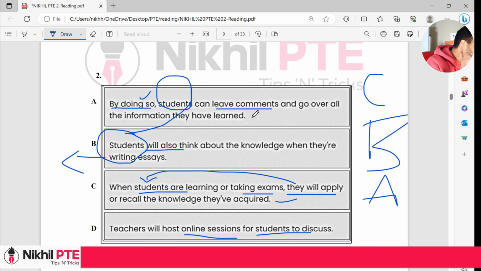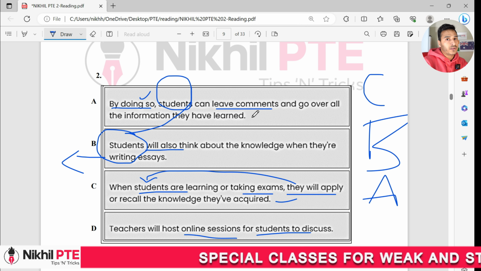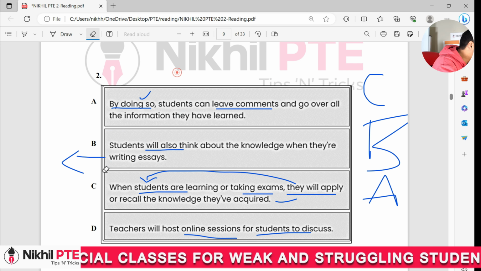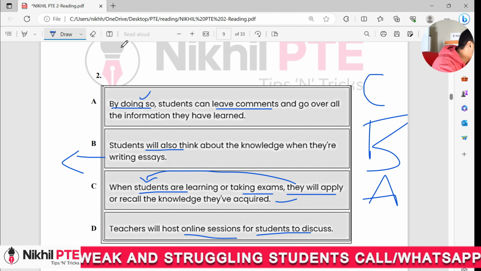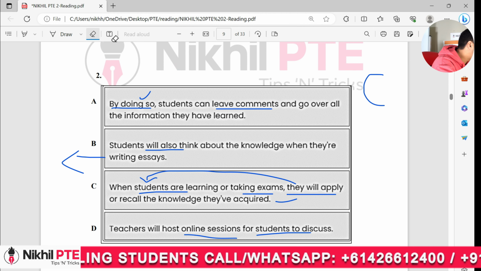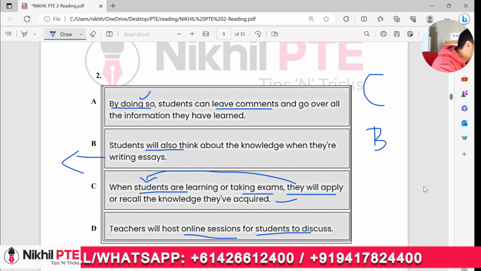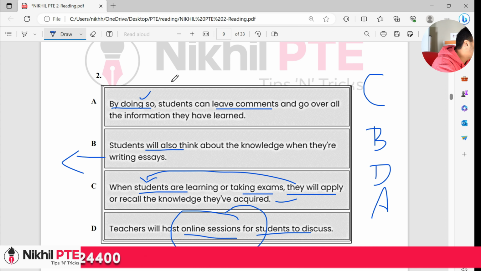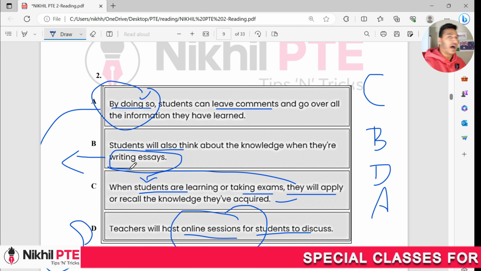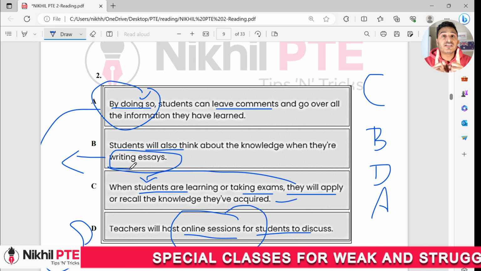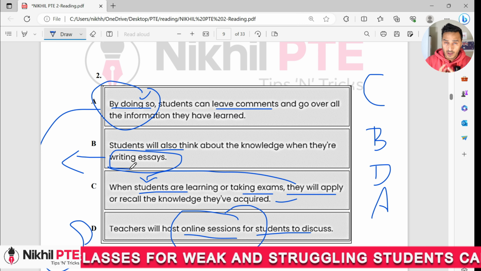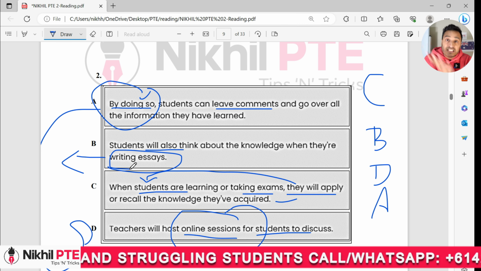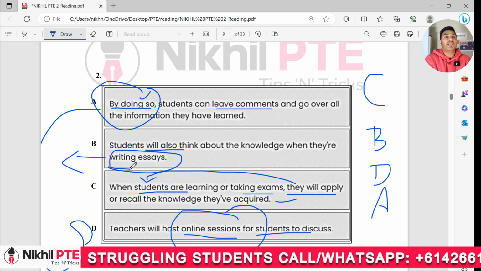Don't compare each and everything. You just have to read the option first, then go for the next option, right? So after B, what will come? After B, D will come, then A. Because here we are talking about online sessions for students, and by doing so, this is happening here. I am not talking about writing an essay. I have told you before, because students are thinking like this. That is the reason. I am just trying to explain my concept deeply so that you can understand, right?